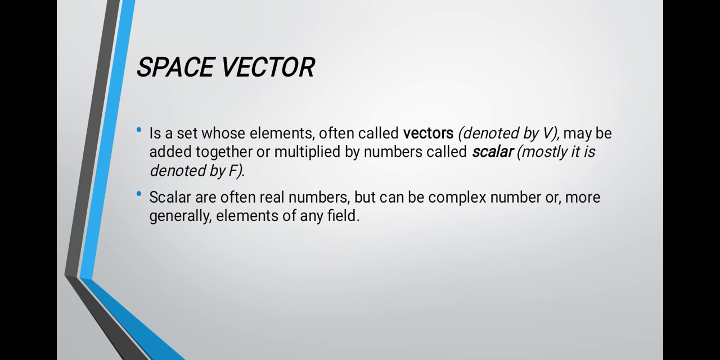Vector space. A vector space is a set whose elements, often called vectors, denoted by the capital letter V, may be added together or multiplied by numbers called scalars. Mostly, it is denoted by the capital letter F. Scalars are often real numbers but can be complex numbers or, more generally, elements of any field.